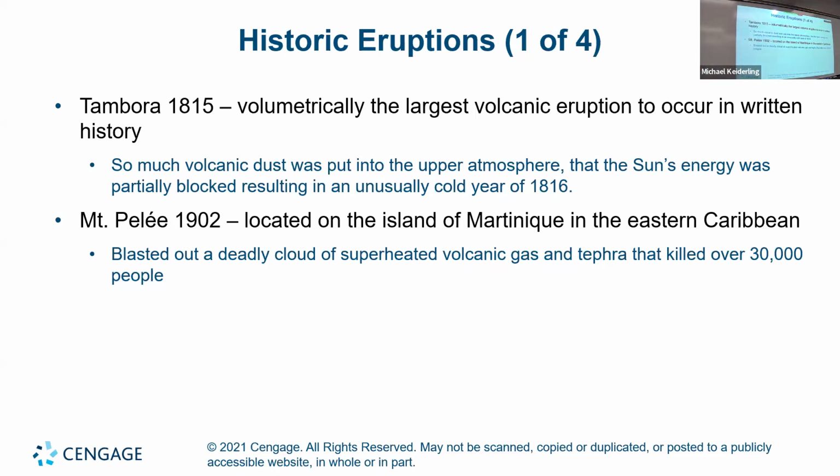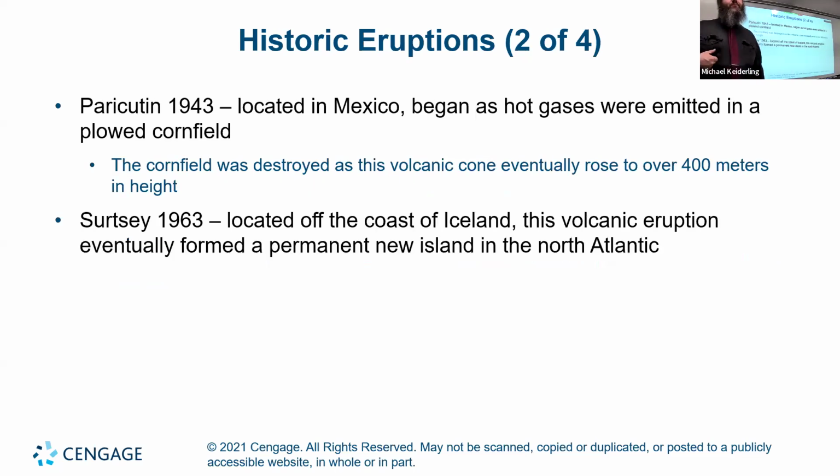Mount Pelée in 1902 was located on the island of Martinique in the Eastern Caribbean, which blasted out a deadly cloud of superheated volcanic gas and tephra that killed over 30,000 people. Paracutin in 1943 is located in Mexico. It began as hot gases were emitted in a plowed cornfield. The cornfield was destroyed as this volcanic cone eventually rose over 400 meters in height, and this didn't take very long. Surtsey in 1963 was located off the coast of Iceland.